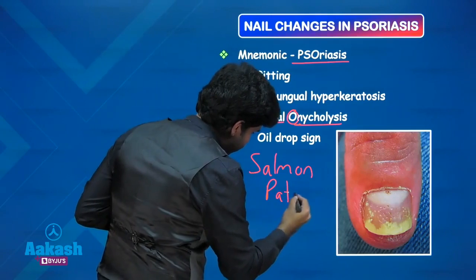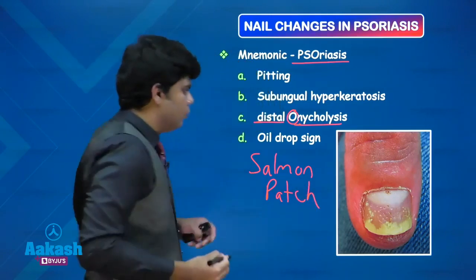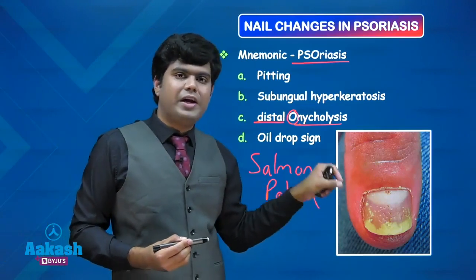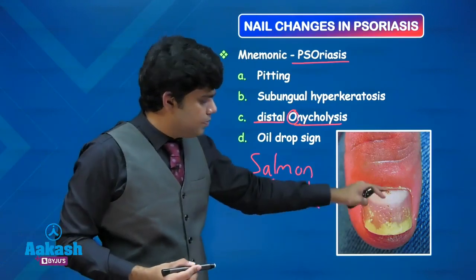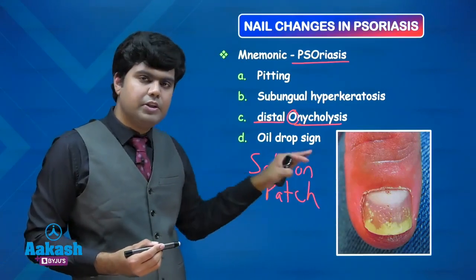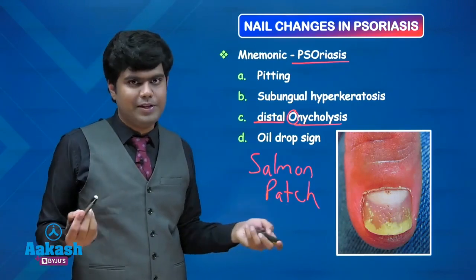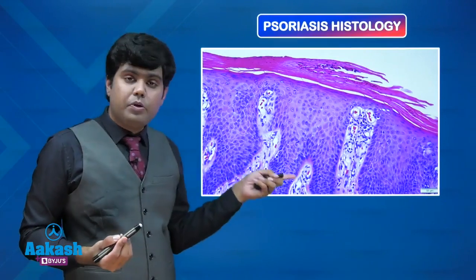So signs are important, eponyms are important, right? So oil drop, O for oil drop sign, which is nothing but yellow to reddish discoloration just proximal to your onycholysis in the nail bed. So this is your oil drop sign or salmon patch. Clear?